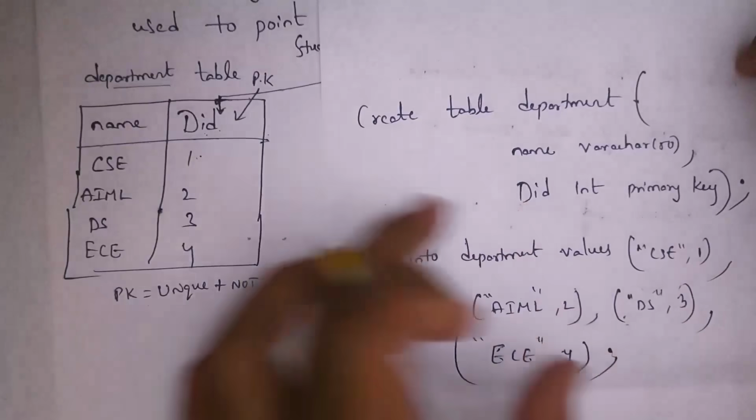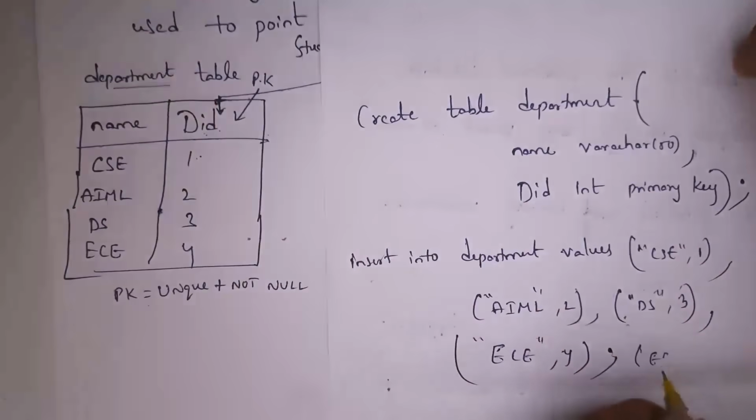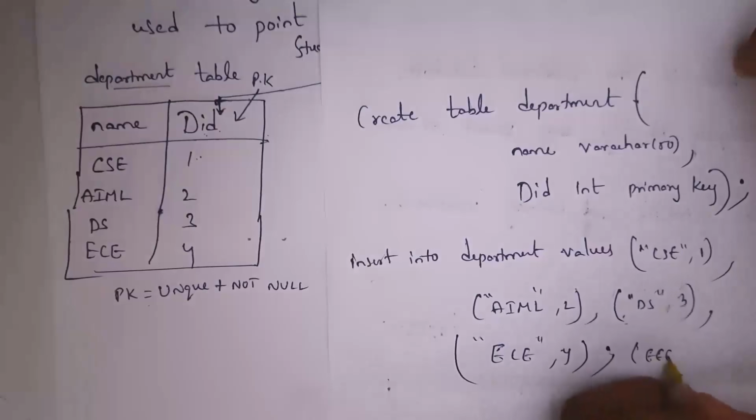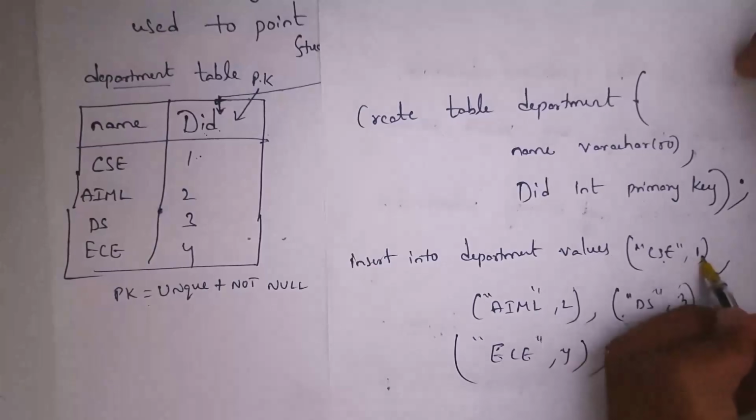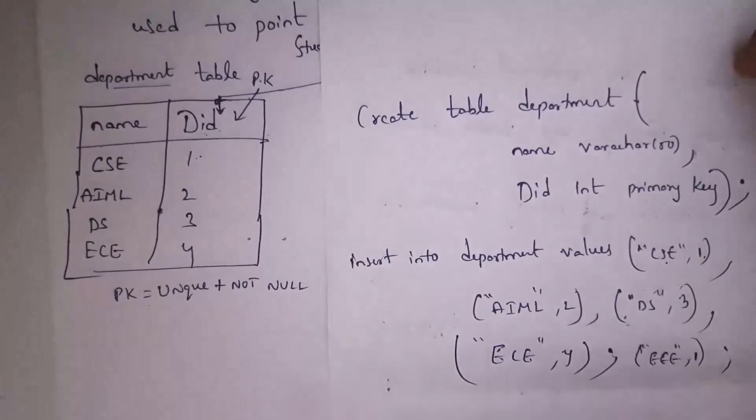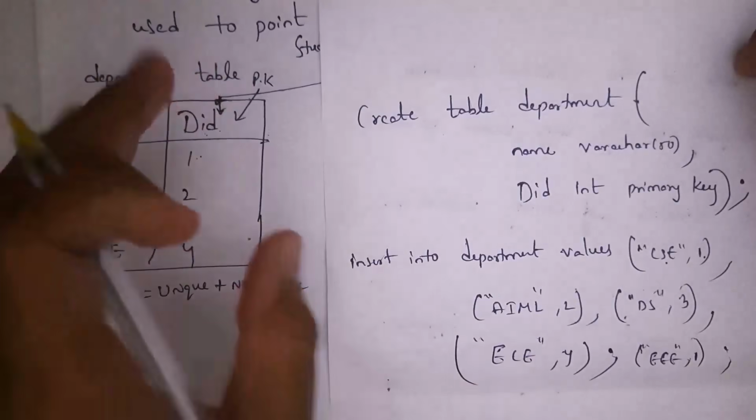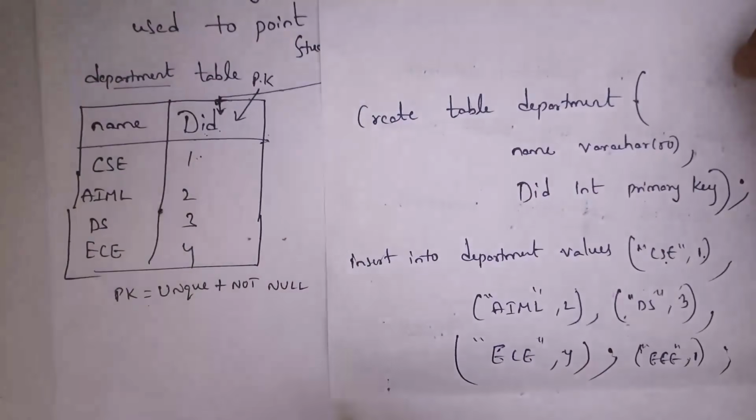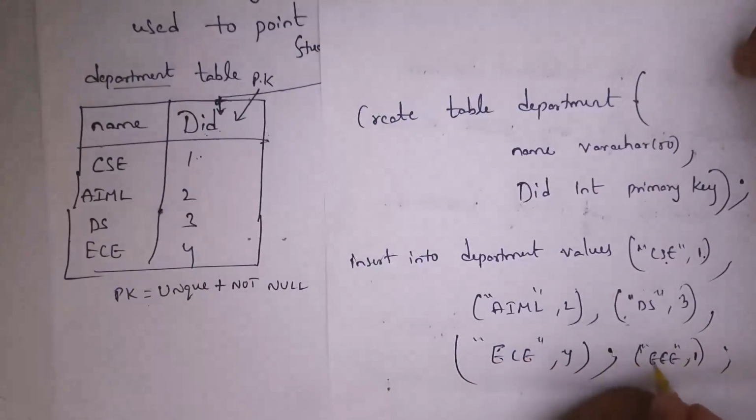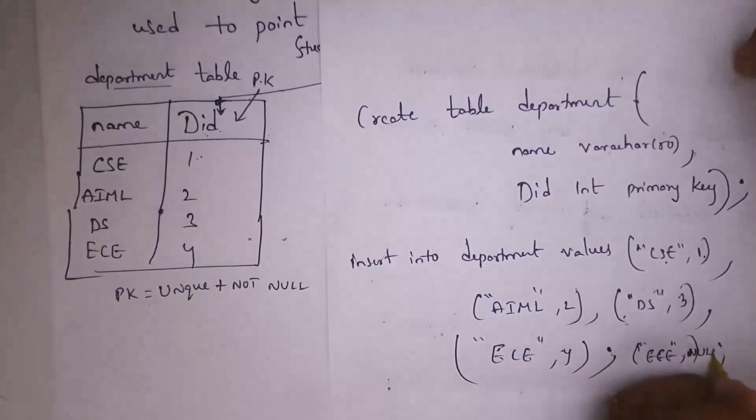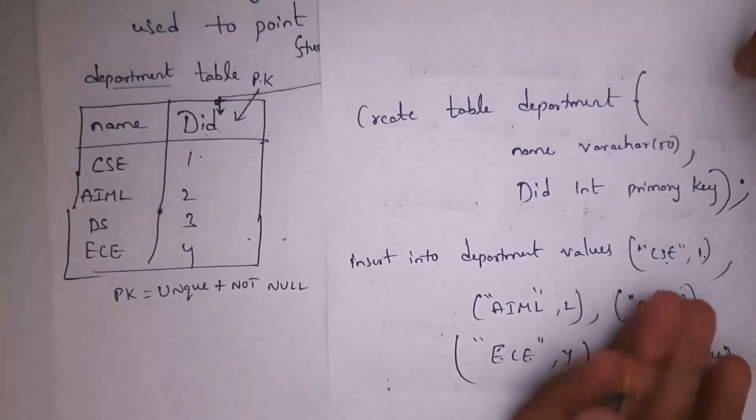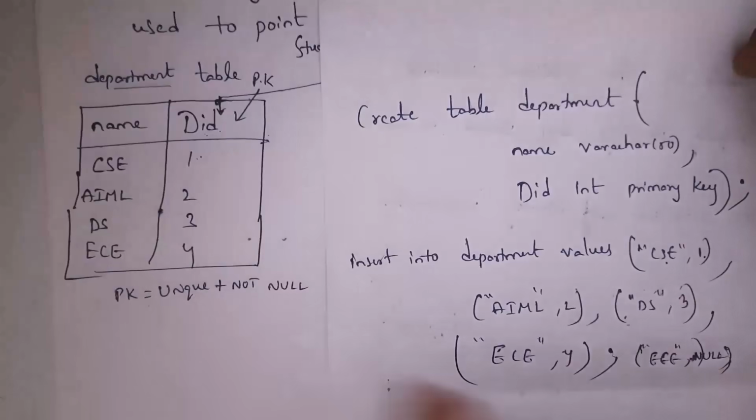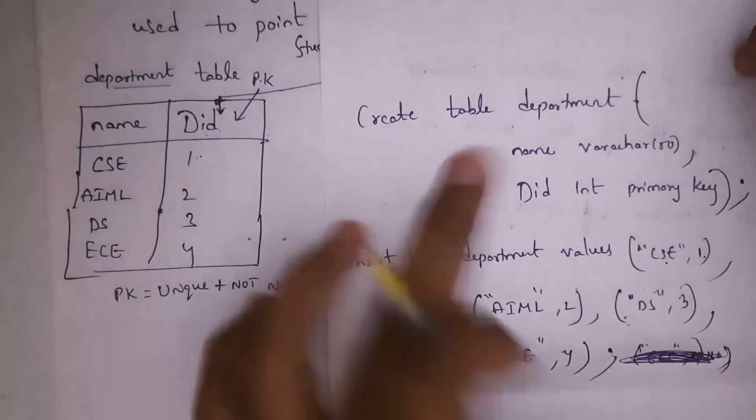Whenever you run this code, it will insert these values. For example, if I take triple E 1, it will not accept because already for CSC I took 1. So again if you take 1, it will display error because DID column is primary key. It will not accept duplicate values. It will accept only unique values. For example, for triple E if I take null, I don't want to give value. So if I write null here, it is not accepted because primary key will not accept null values. So I just wrote this code.